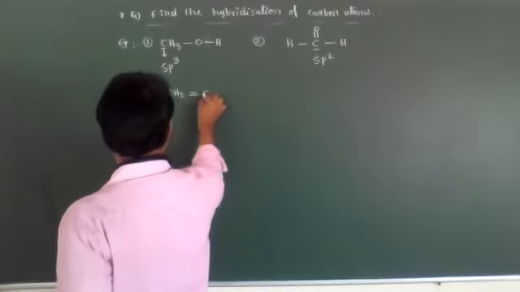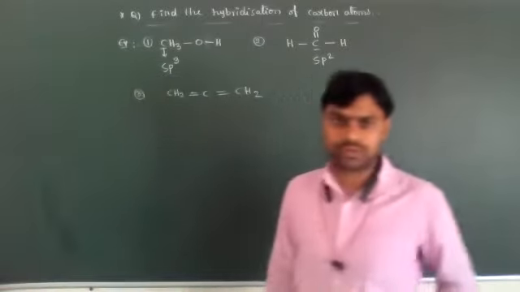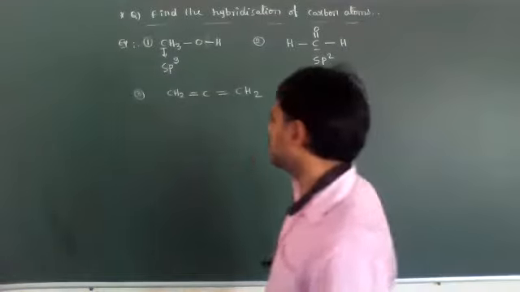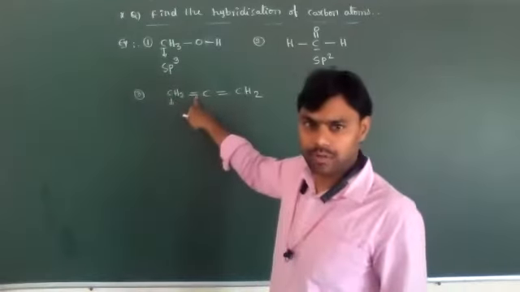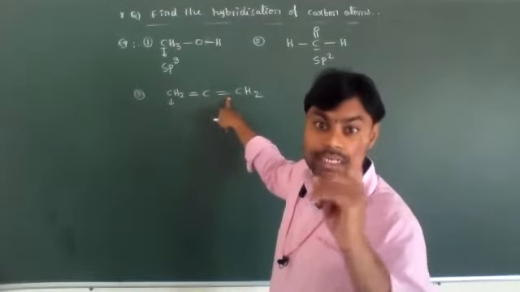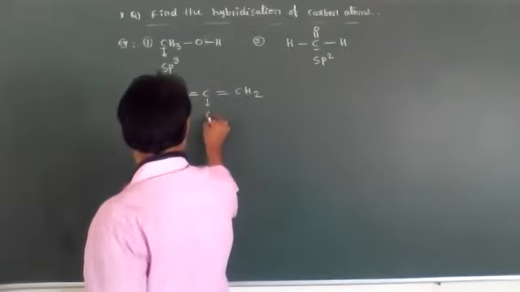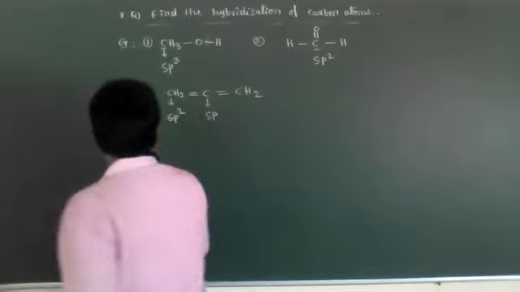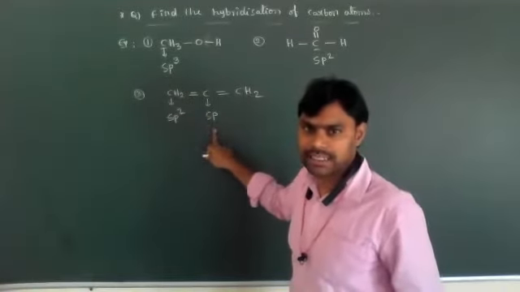CH2 double bond C double bond CH2. Here 3 carbon atoms are present. This CH2 carbon has 1 double bond. The middle carbon has 2 double bonds present, like 1 triple bond or 2 double bonds. Its hybridization is sp2 for the CH2 carbon. That middle carbon's hybridization is sp.